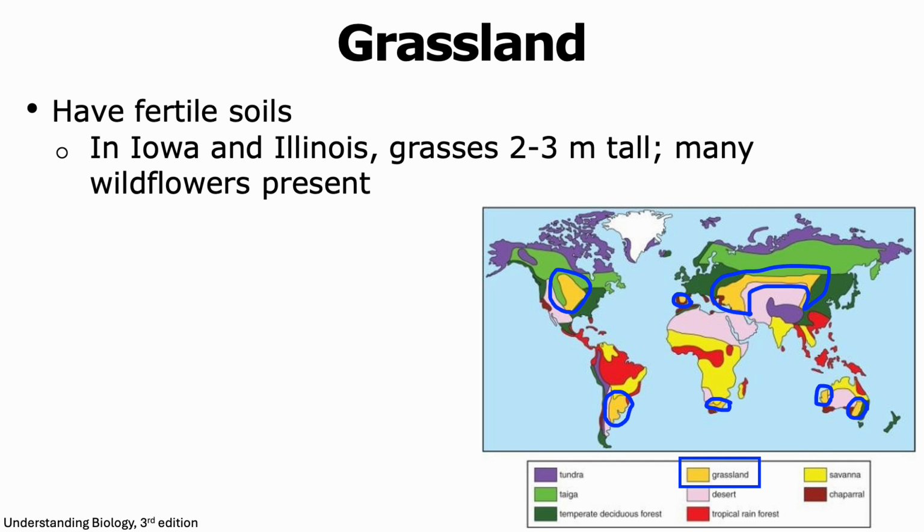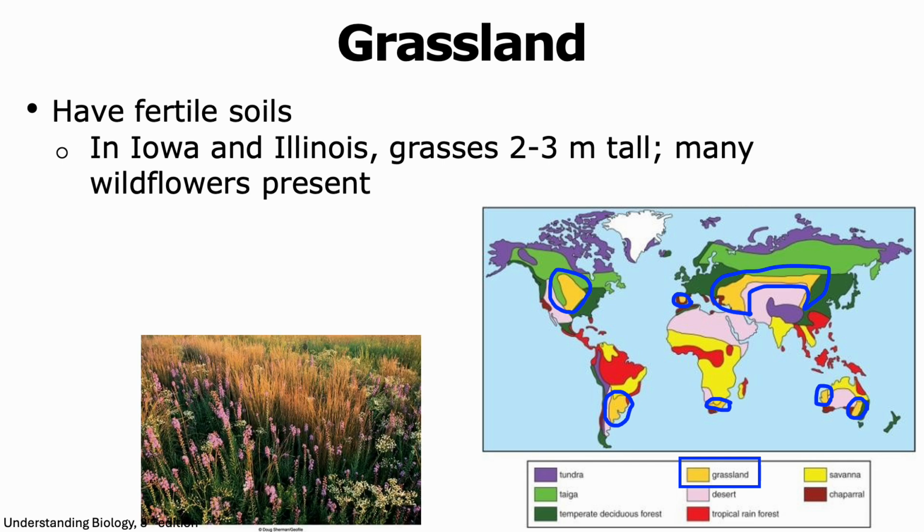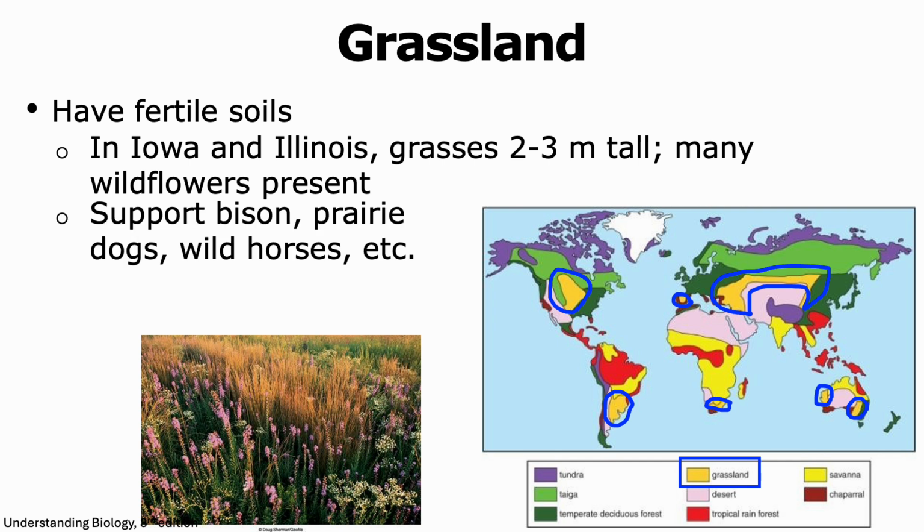The fertile soils in grasslands promote the growth of grass, and it can be quite tall. In fact, in Iowa and Illinois, the grasses can be 2 to 3 meters tall. Many types of wild flowering plants are also present in grasslands. Grasslands are able to support different types of mammals, including bison, prairie dogs, and wild horses.